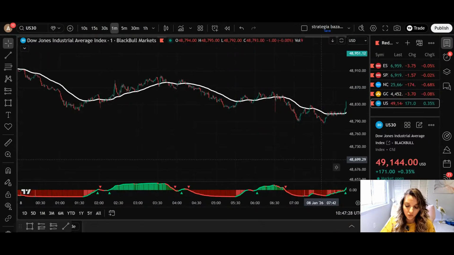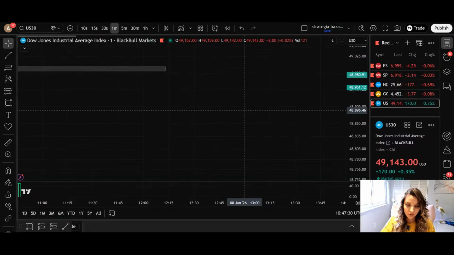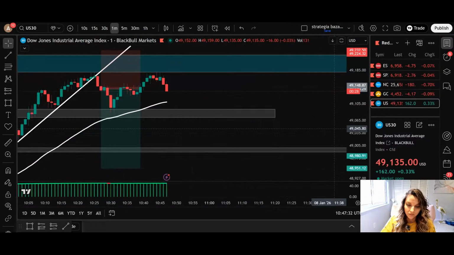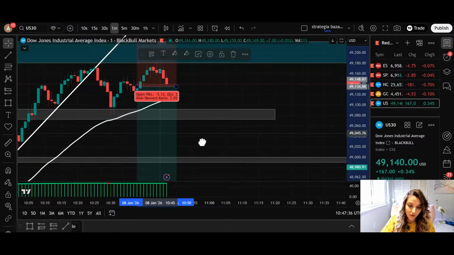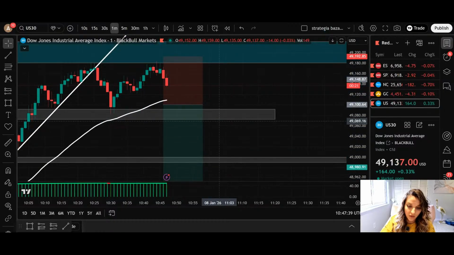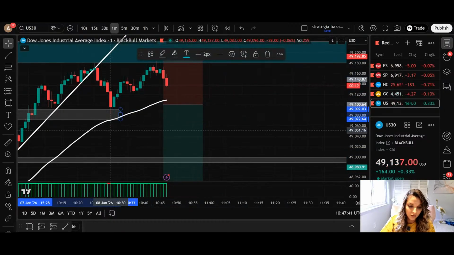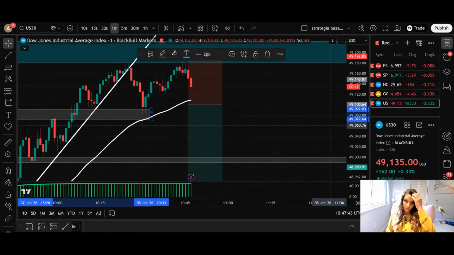Let's see what's going on live. Here we go, the price rejected this area again. So now I really need the price to be below the EMA to take a short.